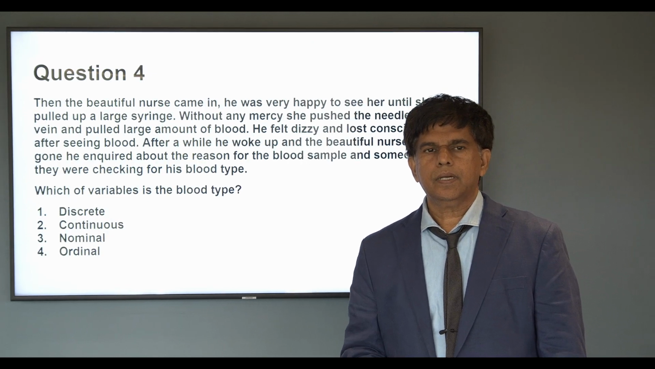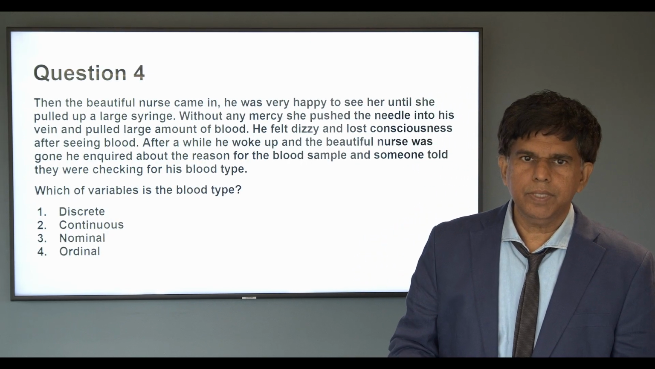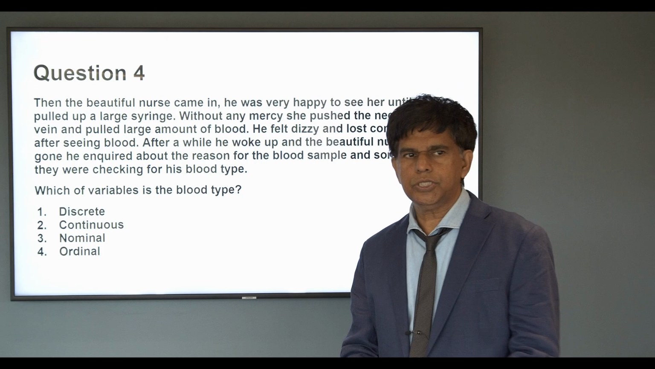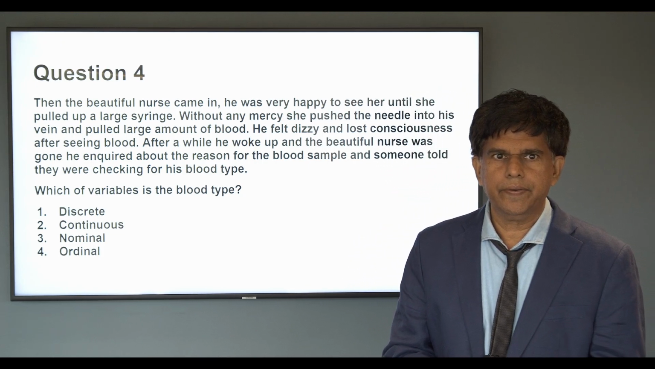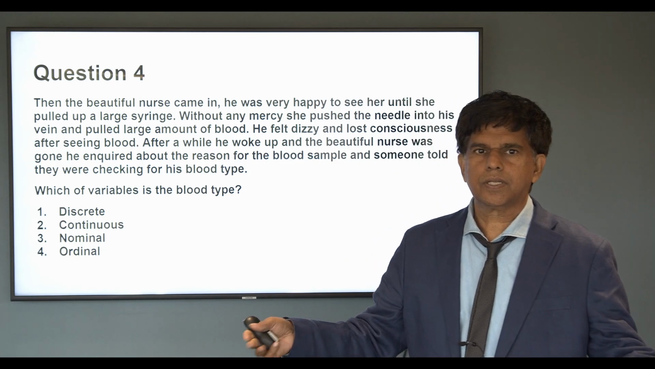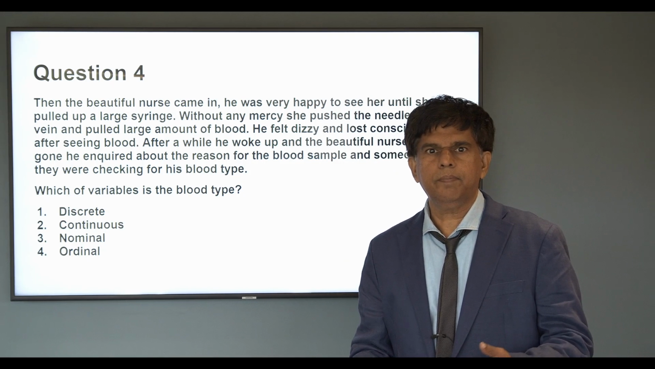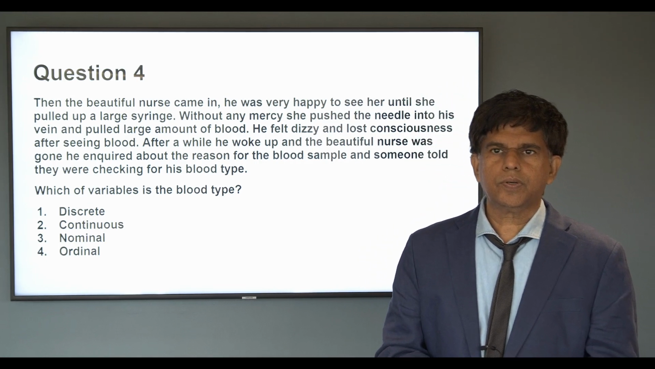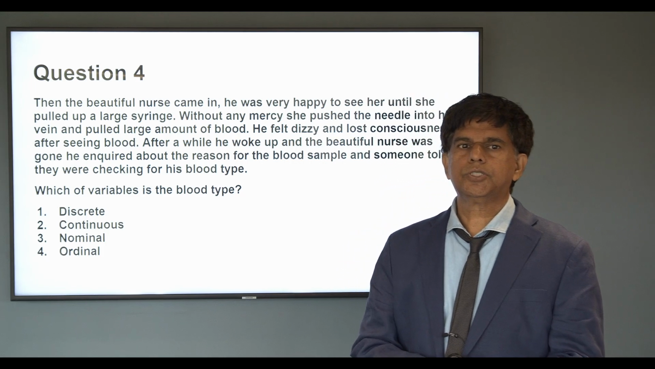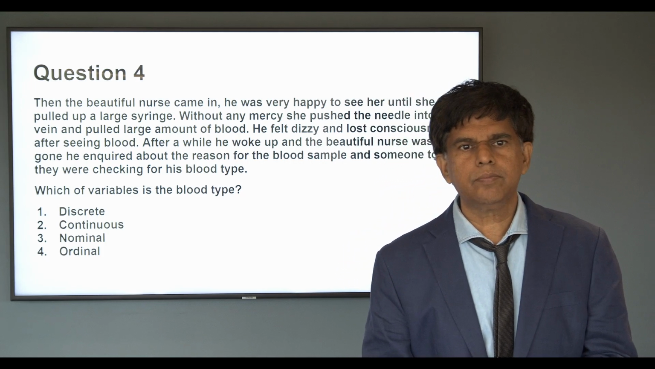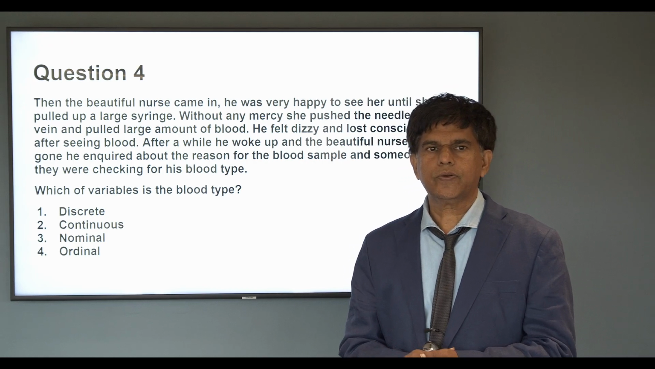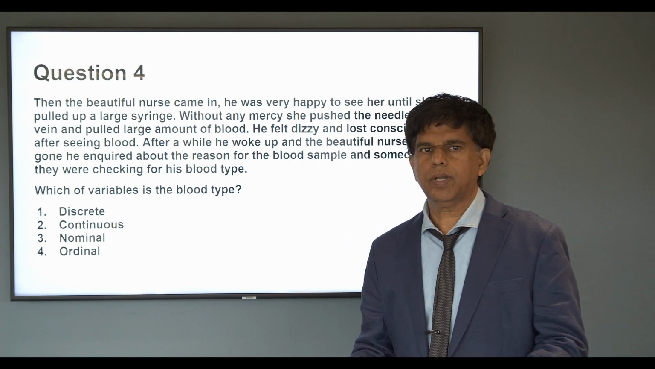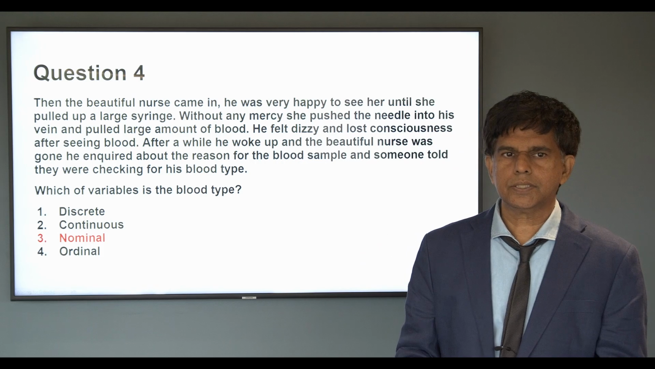Next question. In the ER, then the beautiful nurse came in. He was very happy to see her until she pulled up this large syringe, and without any mercy, she pushed that into his vein and drew some blood. After seeing blood, he just lost consciousness. After a while, he woke up, and the beautiful nurse was gone, and then he inquired why they drew his blood sample, and someone told him they were checking his blood type. Which variable is the blood type? Discrete, continuous, nominal, or ordinal? Again, different types of blood groups. We're talking about nominal as the answer here.